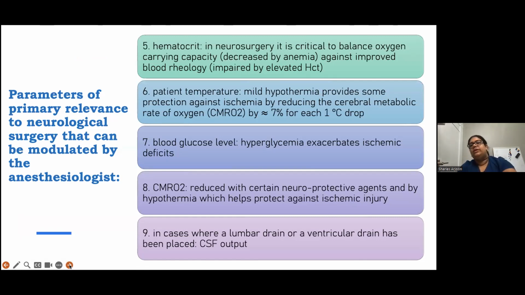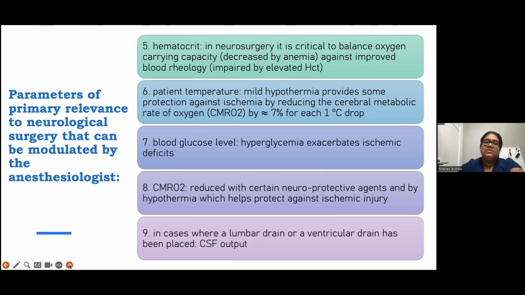So in neurosurgery, it's critical to balance oxygen carrying capacity, which is decreased by anemia, against improved blood flow rheology, which is impaired by elevated hematocrit. Also, patient temperature: mild hypothermia provides some protection against ischemia by reducing the cerebral metabolic rate of oxygen by approximately 7% for each 1 degree Celsius drop.